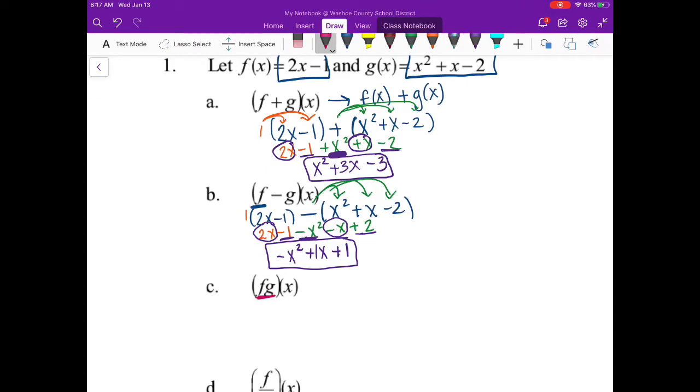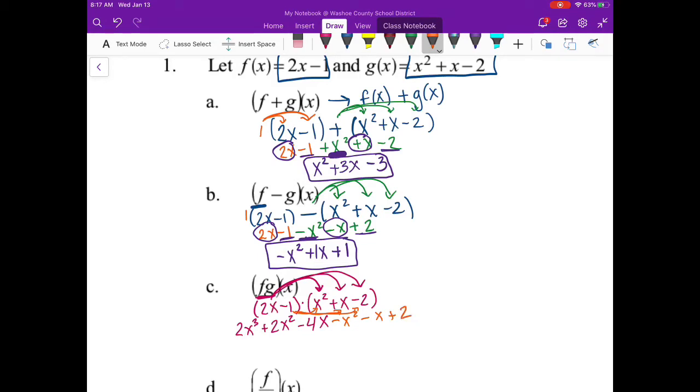Okay? Now, this means multiply. F times g of x means that we're going to take our 2x minus 1, our f of x function, and we're going to multiply it by g of x, x squared plus x minus 2. So this is double distribution. I'm going to take 2x and multiply it by everything on the other function, which gives me 2x to the third plus 2x squared minus 4x. And I'm going to do the same thing with my negative 1, minus x squared minus x plus 2.